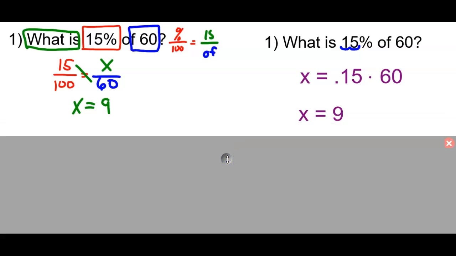Same answer, different way of doing it. I'm doing the exact same thing because when I multiply this and divide by that, I'm actually taking the product and then dividing it by 100, which is my decimal. All right, let's try another one.